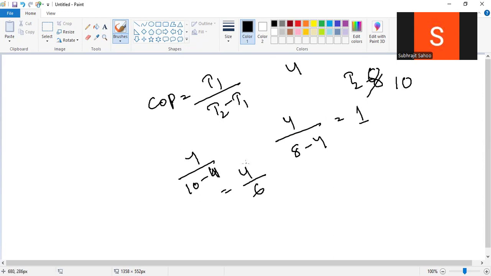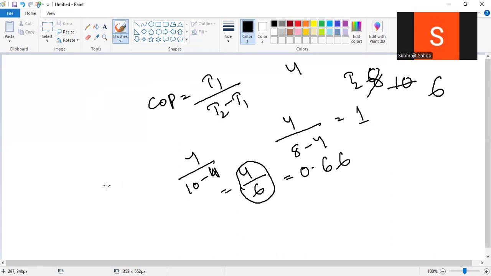If it is 4 by 6, then definitely the value will become 0 point something. Around 0.66 the value will come. Okay, now suppose instead of 10 I will take the T2 value 6.